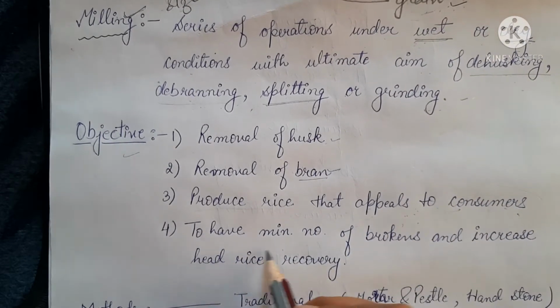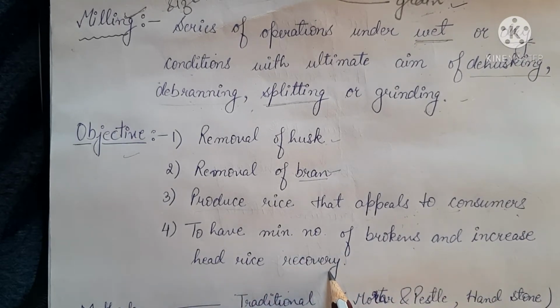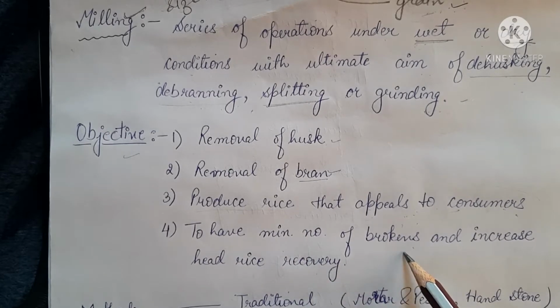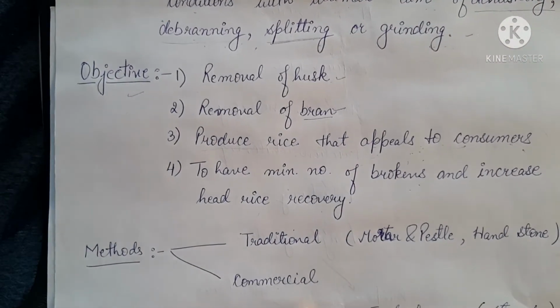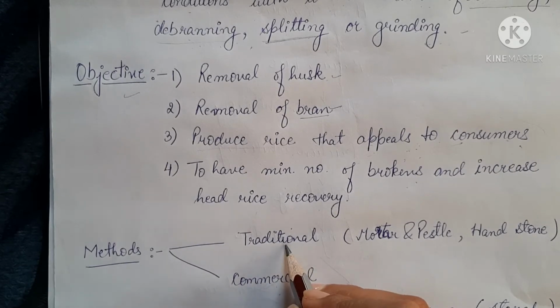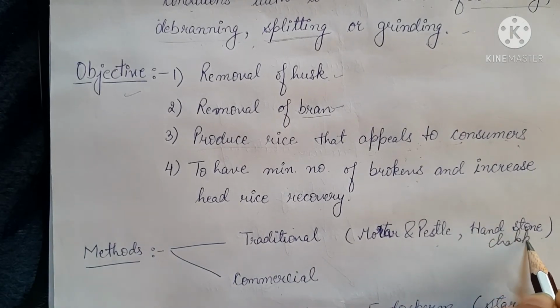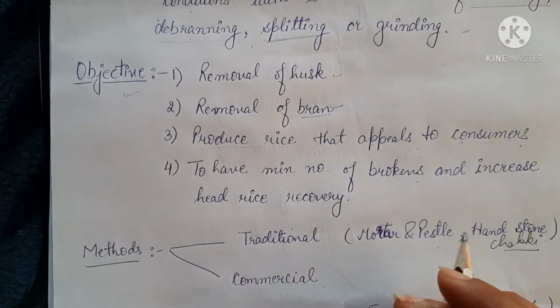And we also mill to get a minimum number of brokens and increase head rice recovery. This is also because consumers demand more head rice in comparison to brokens, because it appeals in appearance, right? So if we talk about the methods, there are two methods: traditional methods and commercial methods. Traditional, as the name says, are the old methods like mortar pestle, hand stone, which is your chakki, and then the commercial methods. Now we will talk about it further.